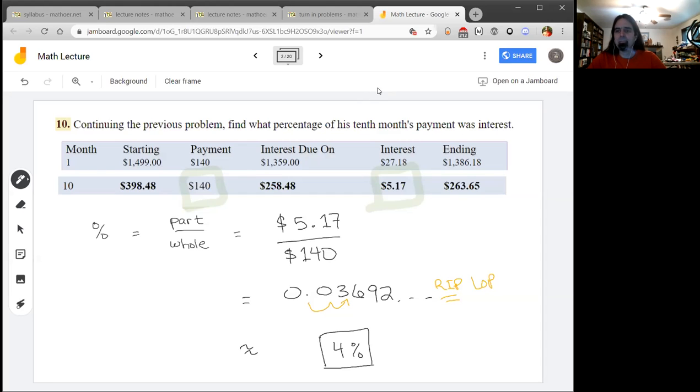Does that help? Yeah, it works right when you use the right numbers. If you're distracted and try and do something with that amount, then it's not going to work right because that's not one of the numbers we care about.